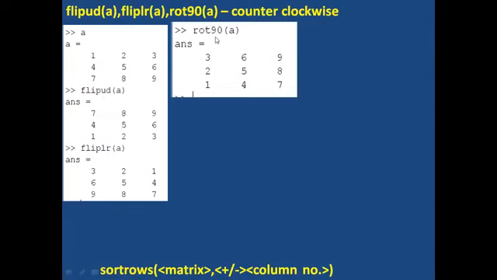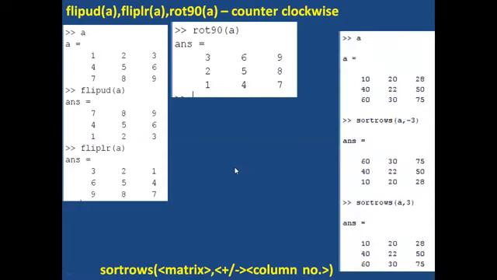And this is rotate 90-degree counterclockwise of this matrix A. So this is A. If it is rotated in counterclockwise direction, you will get 3, 2, 1, 6, 5, 4, and then 9, 8, 7. This is the answer of this.